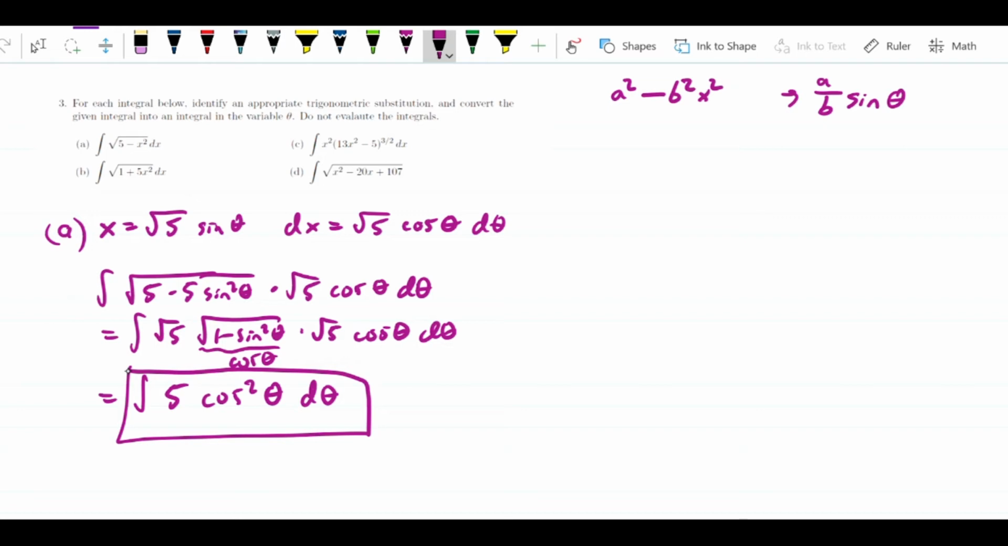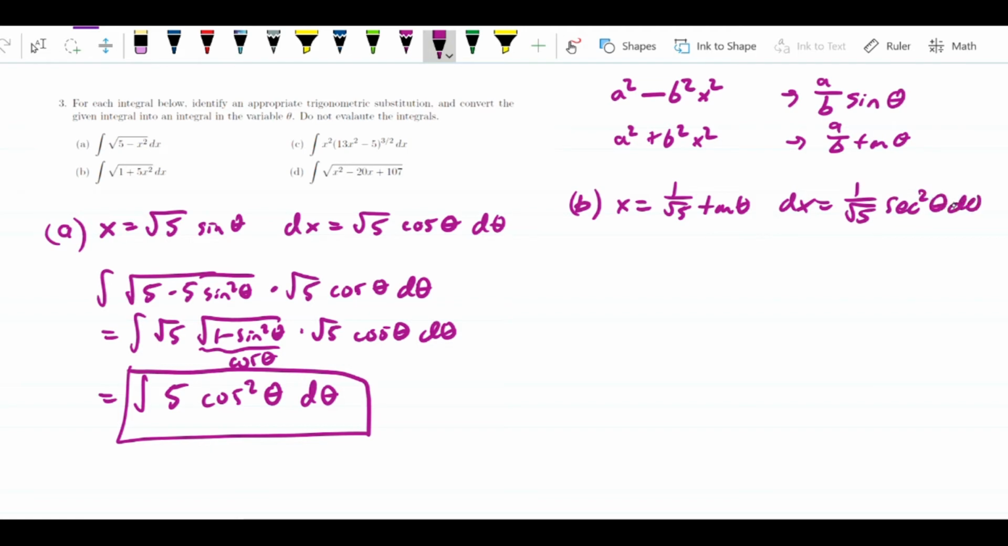All right, now let's do b. So b, we have sort of the reverse situation, although we have a tangent type substitution. Recall that 1 plus the x squared term is going to give us a tangent type substitution. So applying sort of an analogous rule, a squared plus b squared x squared, that gives us a over b tan theta. So here, the b is going to be root 5 in this case. So this is going to be x equals 1 over root 5 tan theta, dx equals 1 over root 5 secant squared theta d theta.